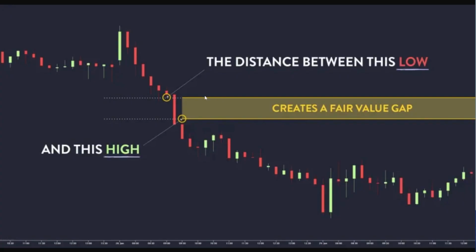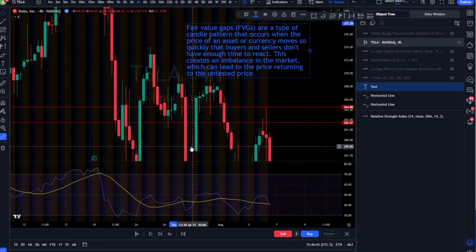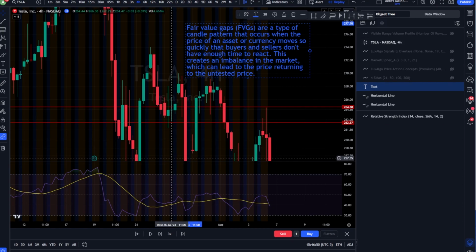If a fair value gap is created between the wick, so this candle low, this candle high, and then the portion in the middle between those two is the fair value gap. Fair value gap, or FVG, is a type of candle pattern that occurs when the price of an asset or currency moves so quickly that buyers and sellers don't have enough time to react. This creates an imbalance in the market, which can lead to the price returning to the untested price.